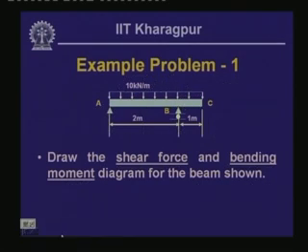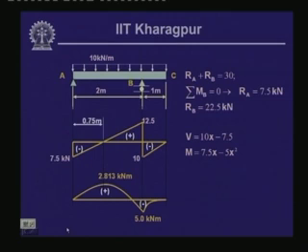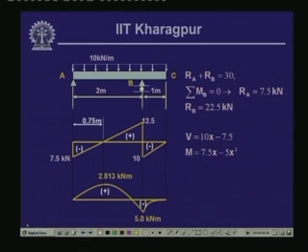and correspondingly from this Rb is equal to 22.5 kilonewton. Now, let us draw the shear force and the bending moment diagram. Here we have plotted this, you can have a look at it. So, Ra plus Rb equals 30 kilonewton, and if we take the moment, as we have seen, Ra is equal to 7.5 kilonewton and Rb is equal to 22.5 kilonewton.